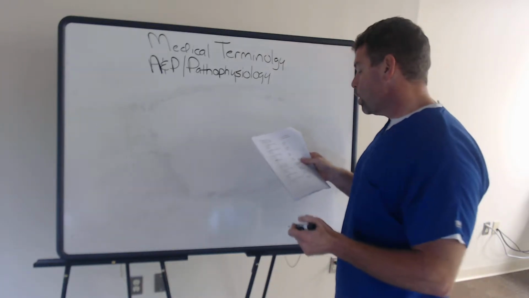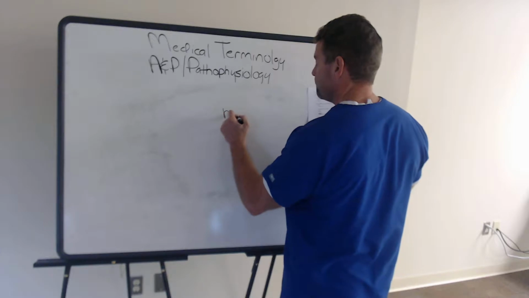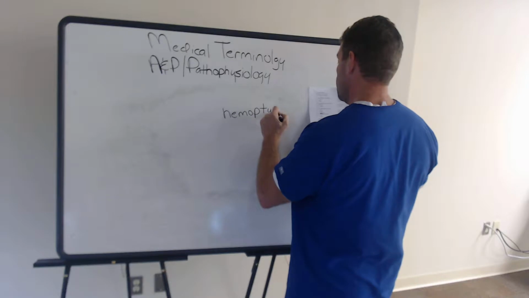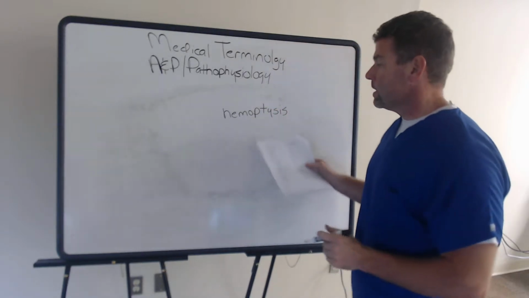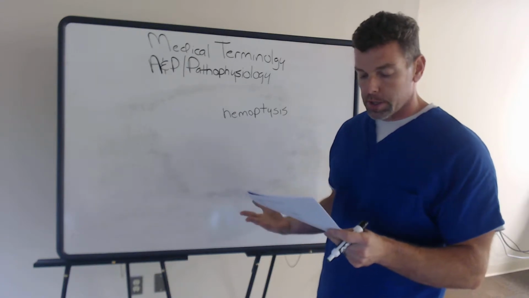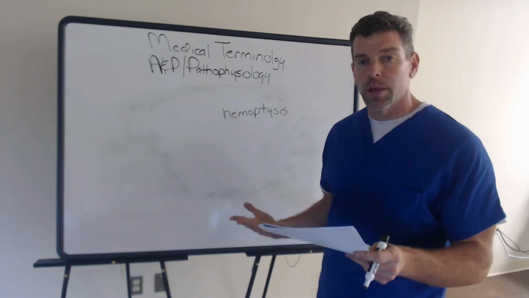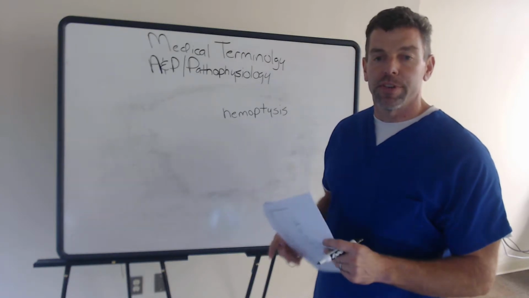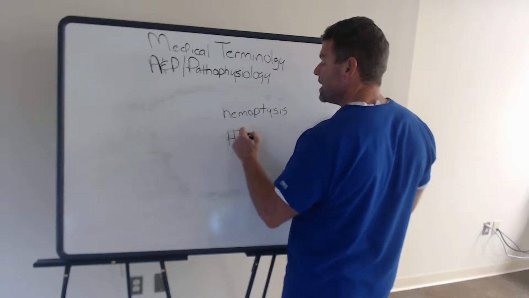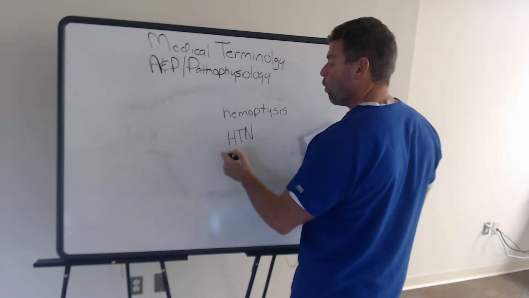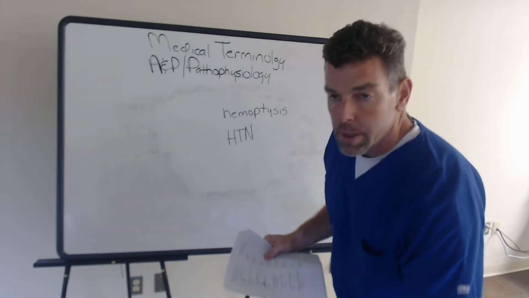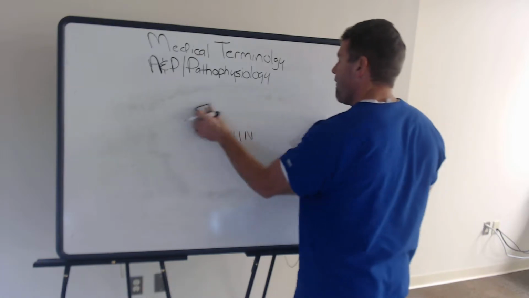Medical term for nosebleed, hemoptysis. Hemo means blood. Hemoptysis is a term for a nosebleed. Abbreviation for blood pressure. BP is an abbreviation for blood pressure. Going right along with that, HTN is an abbreviation for hypertension, which means high blood pressure.